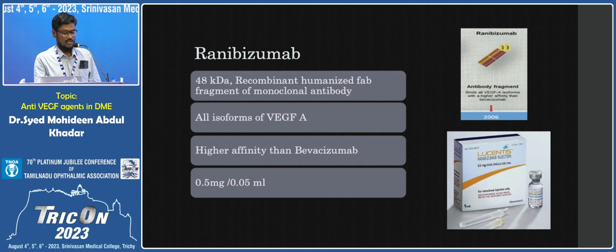The next drug, ranibizumab, also blocks all the isoforms of VEGF-A.